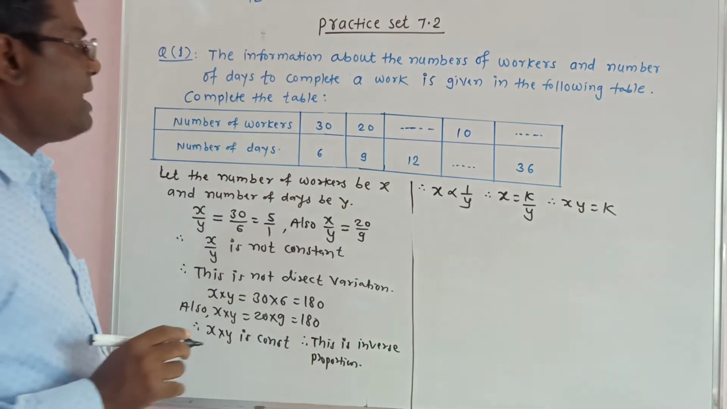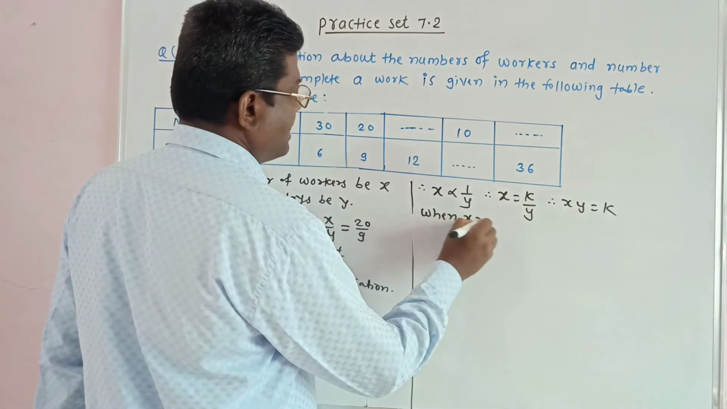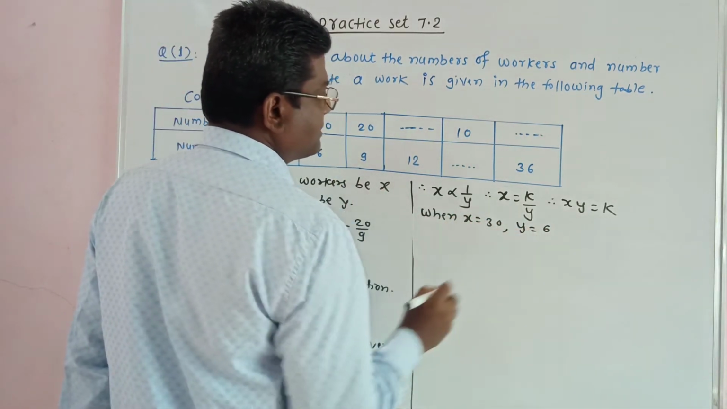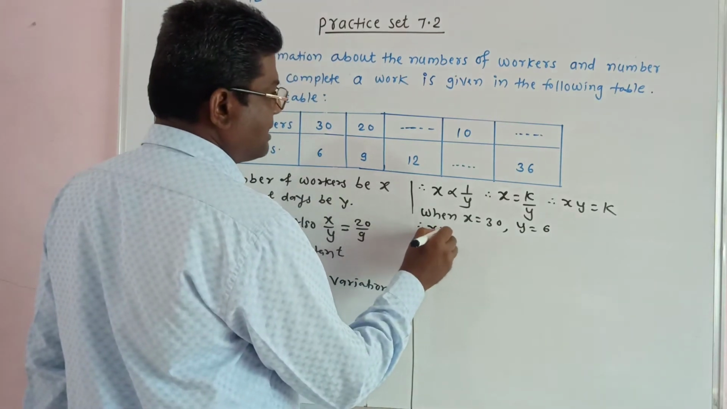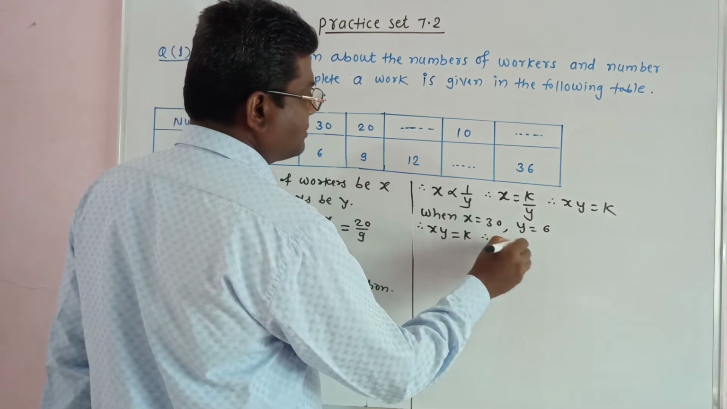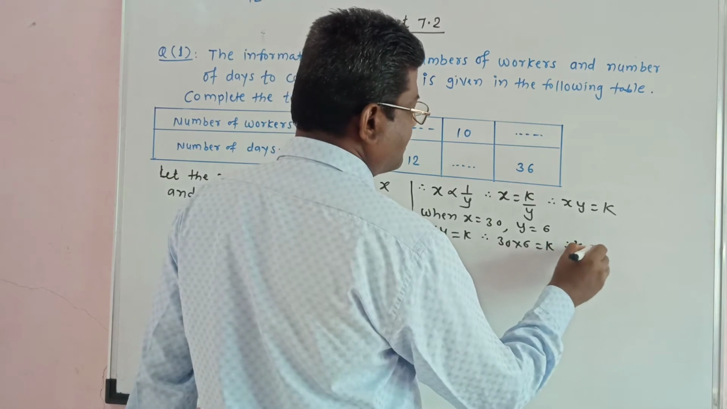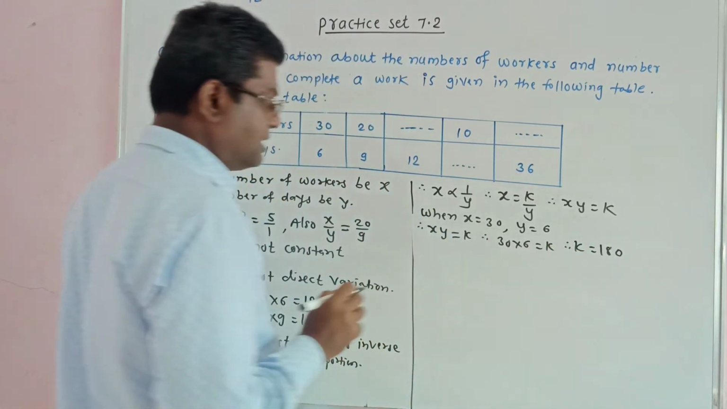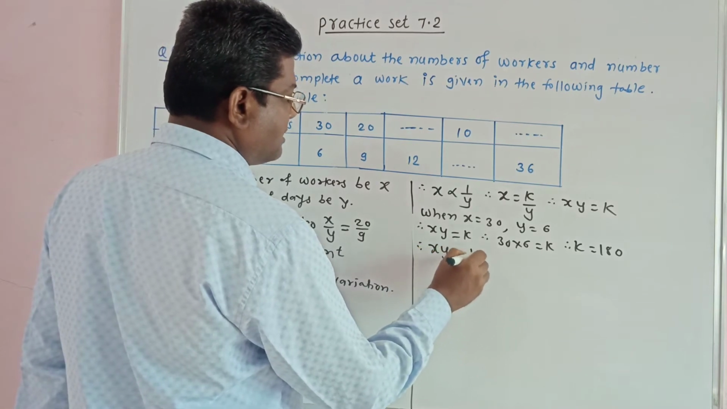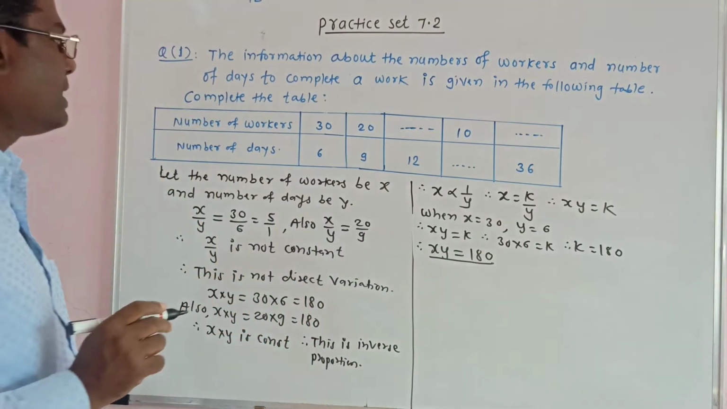Now let's find the value of k. When x is equal to 30 and y is equal to 6. Therefore, xy is equal to k. Therefore, 30 into 6 is equal to k. Therefore, k is equal to 180. Therefore, the equation of variation is xy is equal to 180.